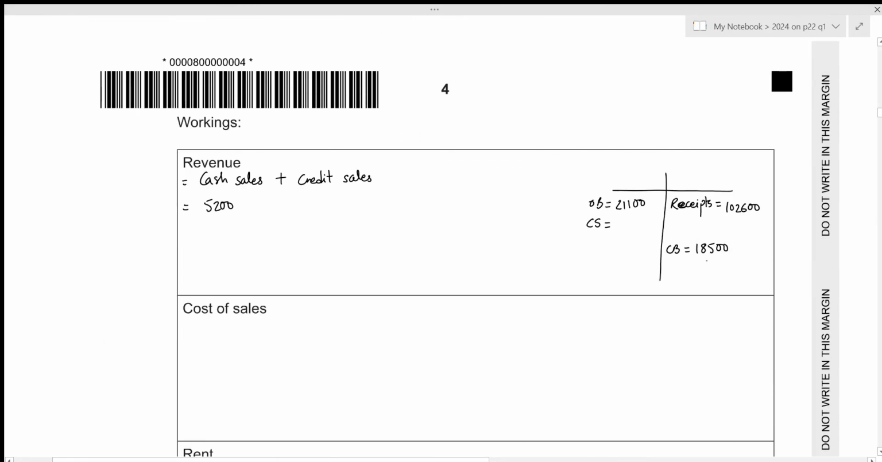And in order to calculate it, we first need to calculate the total from our credit side, which is 102,600 plus 18,500, which gives the amount of 121,100. So 121,100. Now the credit sales will be equal to 121,100 minus 21,100, which results in 100,000. Okay, let's add that amount. Now the total revenue will just be 5,200 plus 100,000, which results in 105,200.